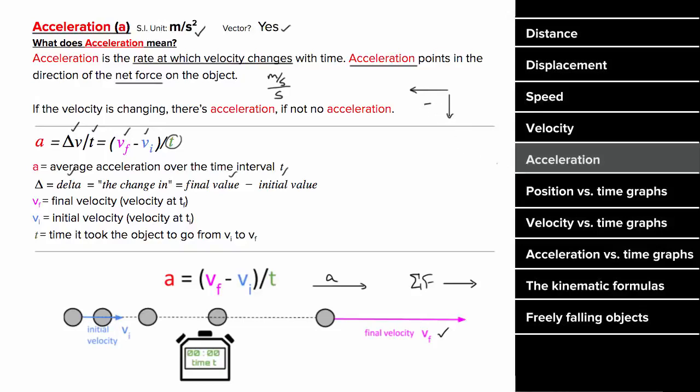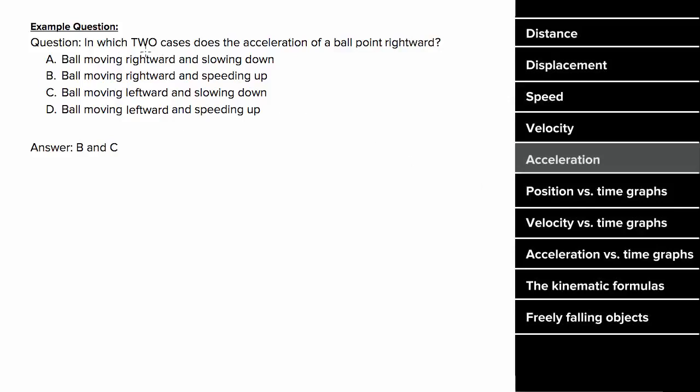What's an example problem for acceleration look like? Let's determine the two cases where the acceleration of this ball points to the right. So if a ball is moving to the right and it's slowing down, there's got to be a net force to the left that slows it down. And if the net force points to the left, the acceleration also points to the left, because the net force and the acceleration always point in the same direction. And if a ball is moving to the right and it's speeding up, there's got to be a net force to the right that's speeding it up, but that also means the acceleration points to the right as well.